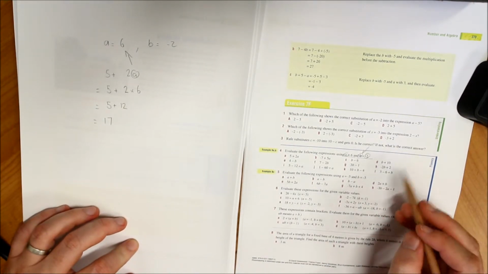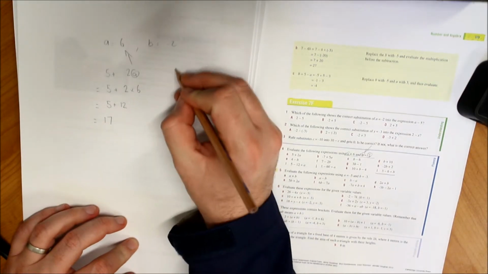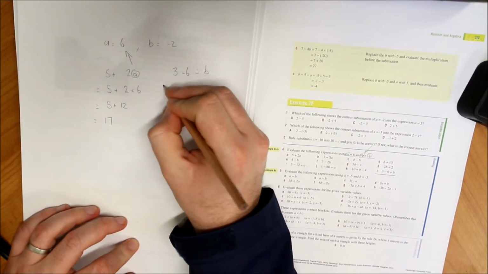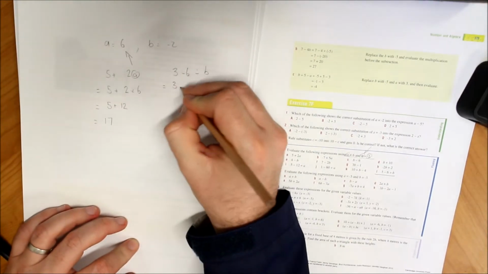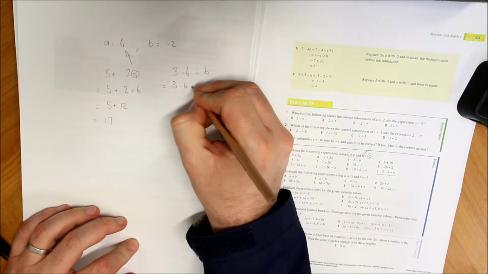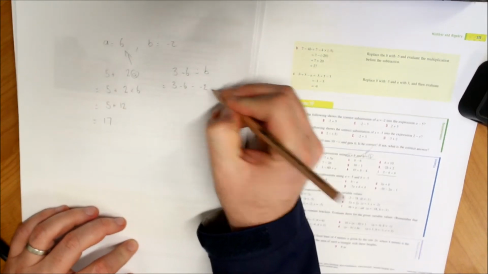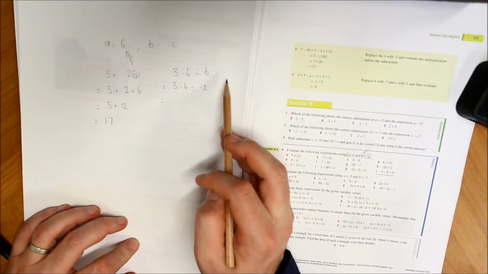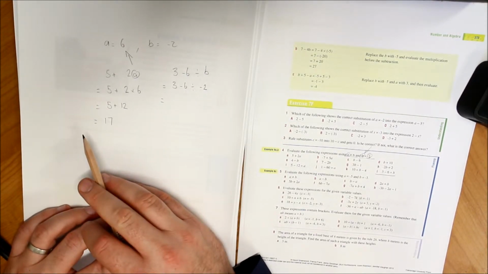Let's go to one a little bit more complex. Let's go to the very last one. 3 minus 6 divided by b. Alright, let's do our substitution. 3 minus 6 stays the same. Our division sign stays the same, but b equals negative 2. So we put in our negative 2. Now, here we go. We've got 6 divided by negative 2.